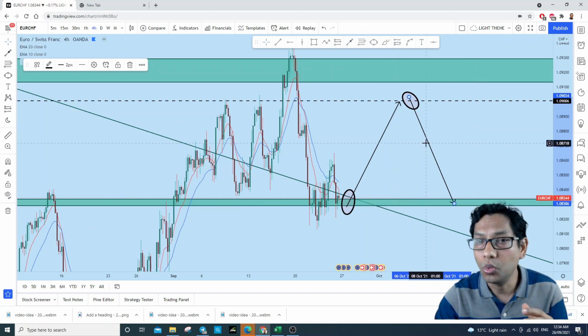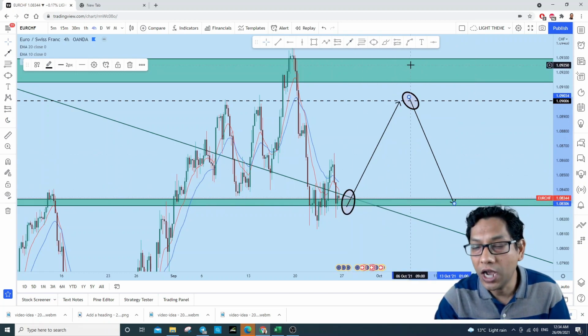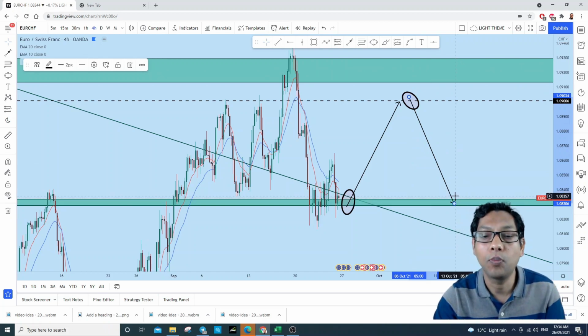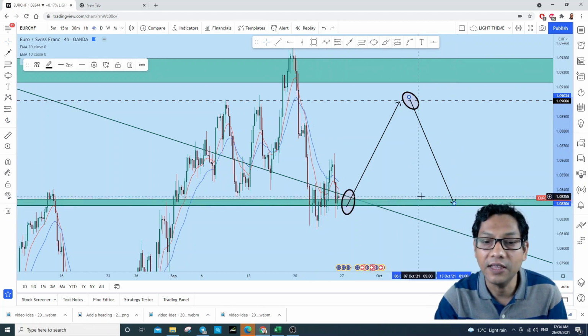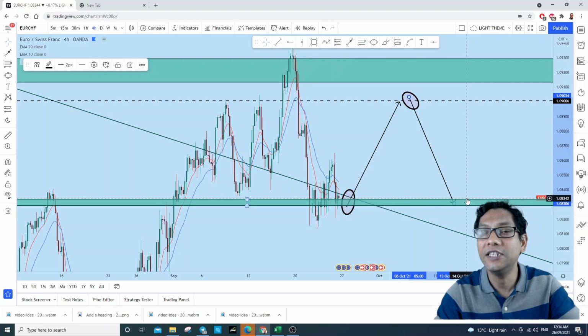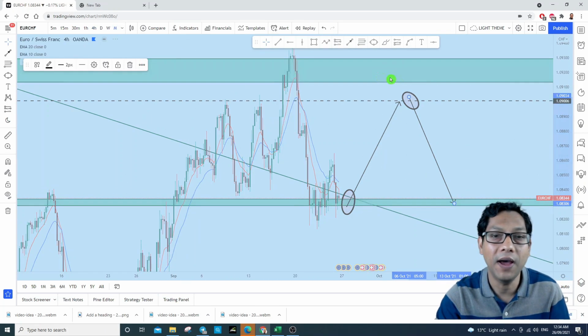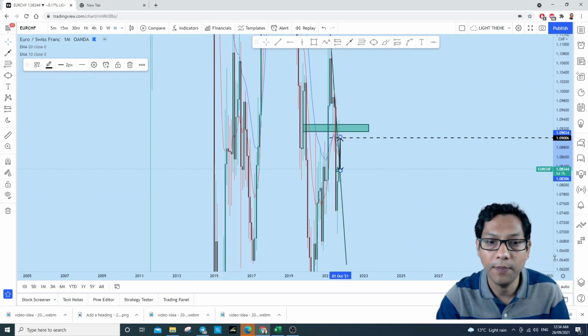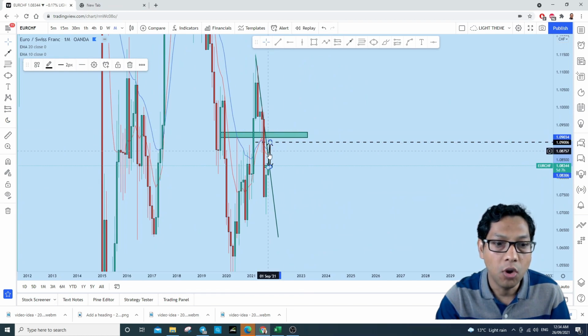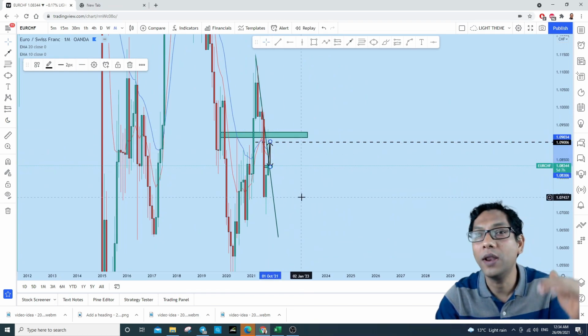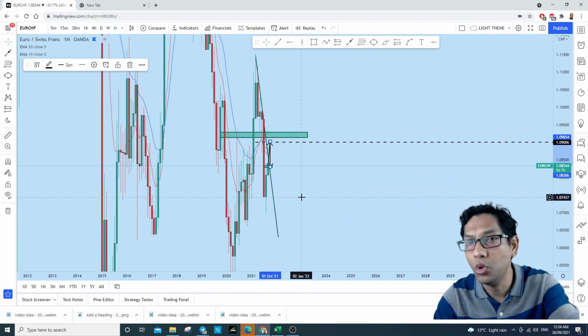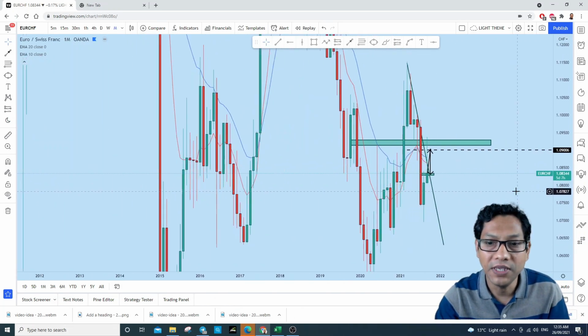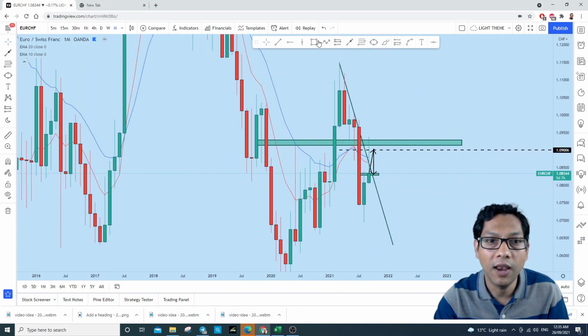Now in this week we can expect one push up and one push down, and the monthly close again at the same point. So let's go to the monthly to see what will happen. On the monthly close, if we see one push up on the weekly in the same week and one push down, basically it will be like this.